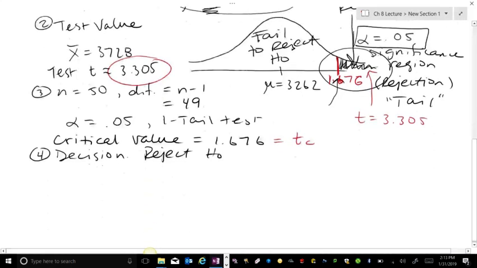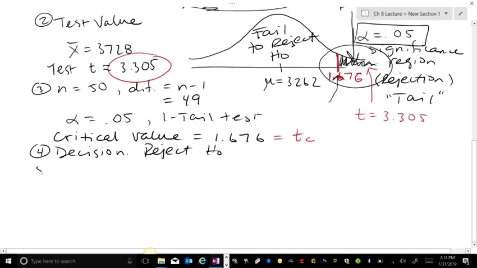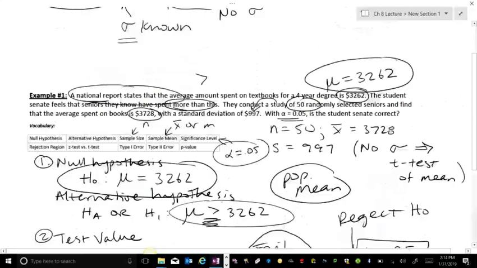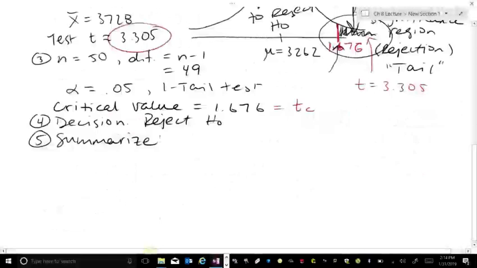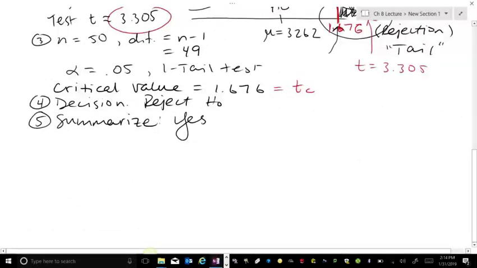Okay, almost done. These first couple are always kind of painful because we've got to go through all the steps in the setup. Finally, step number 5. Number 5 is to summarize the results. To summarize the results, I really want to answer the original question. If I come back to my original question, it says, was the student Senate correct? Let's see, what were they claiming? They thought that the average was more. So they thought the average was more than the 3262. So were they correct? Yes, they were correct. So I'm going to summarize this saying, yes, the student Senate was correct.